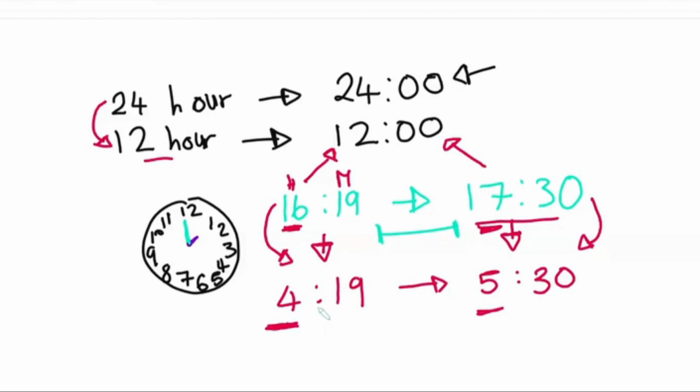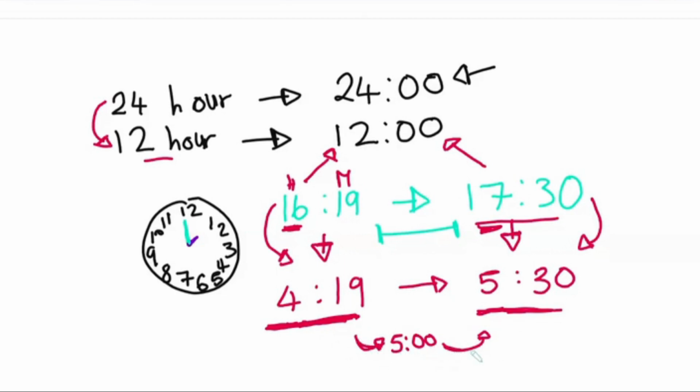So now it's much easier. We need to find out the difference between 4:19 and 5:30. The first thing we're going to do is find the closest hour after 4 o'clock. We know that it's already past 4 because we've got some minutes. So the closest hour after 4 o'clock is 5 o'clock. And then we're going to jump to 5:30. So we jump from here to the next hour, which is 5 o'clock.